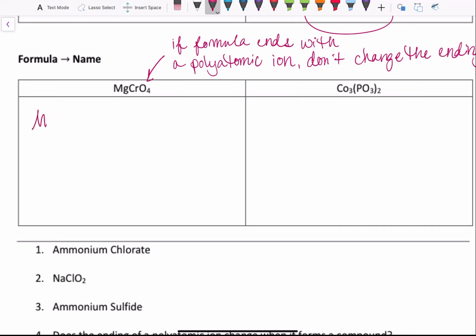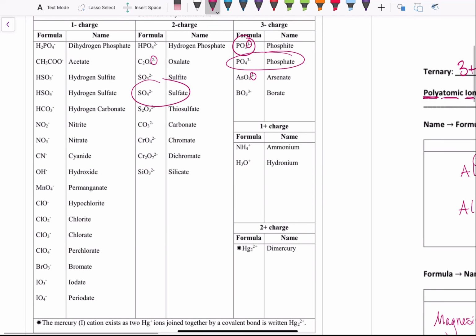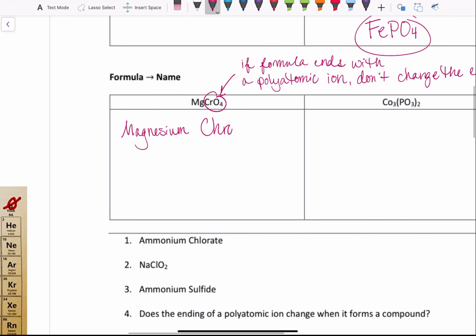Mg is magnesium. And now we need to find CrO4. CrO4 is on our list, and it's right here, and its name is chromate. So all we're gonna do is write down chromate. We don't have to change the ending or anything. So this one is magnesium chromate. Very, very simple.